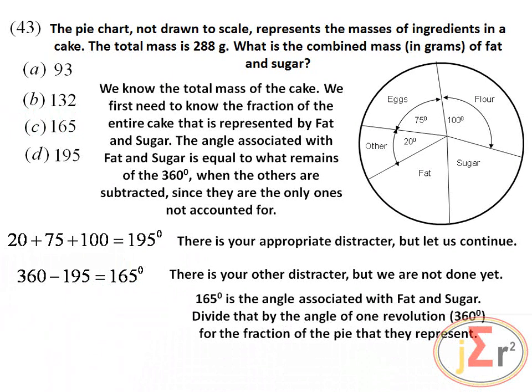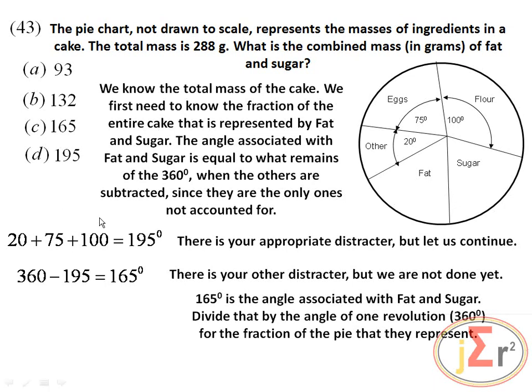165 degrees is the angle associated with fat and sugar. Divide that by the angle of one revolution, which is 360 degrees, for the fraction of the pie that they represent. So we need to know the fraction of the entire pie that is represented by fat and sugar, and that may be determined by dividing by the angle associated with the entire pie.